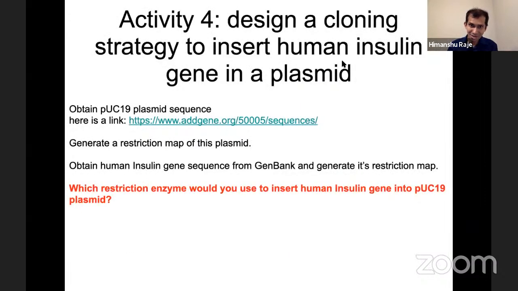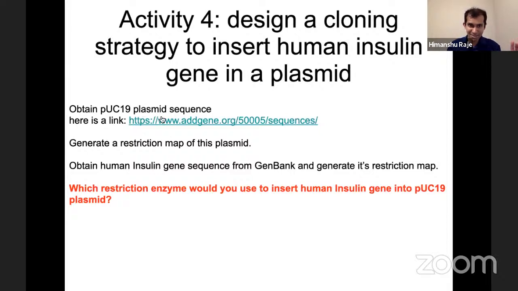Let's have a try of this. I'm going to point out this database to you. Addgene, it's a huge plasmid repository, and we are going to use this plasmid, pUC19, okay? I'm going to point out this link to you. It will take you directly to that plasmid sequence. Your job is to tell me which enzyme you will use to cut this plasmid in order to insert the human insulin gene into it, just the name of that enzyme.